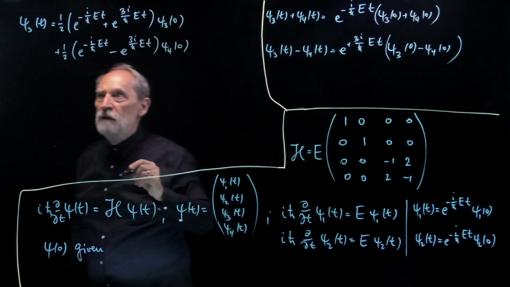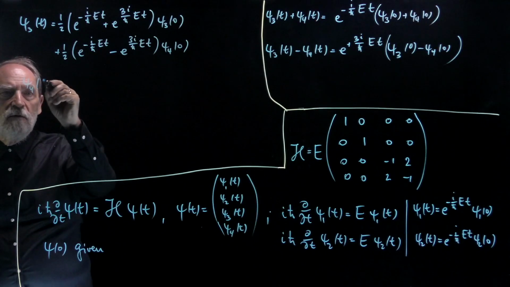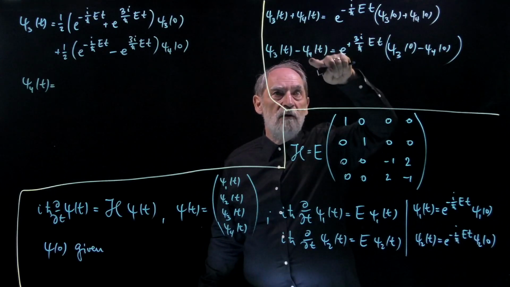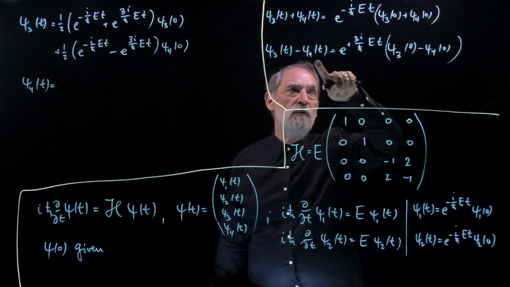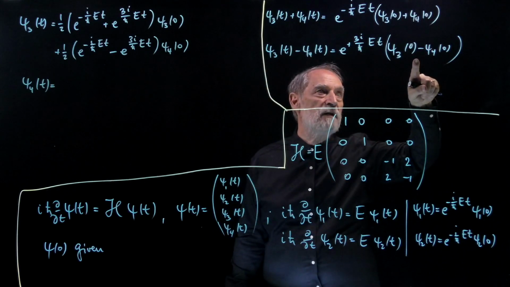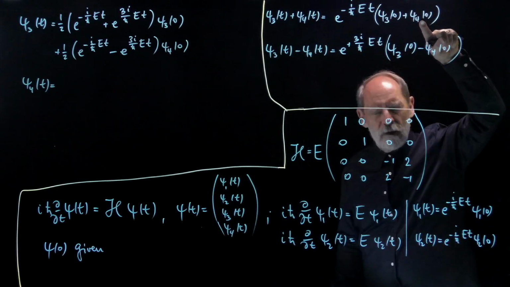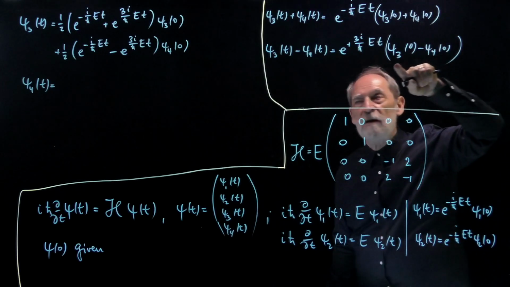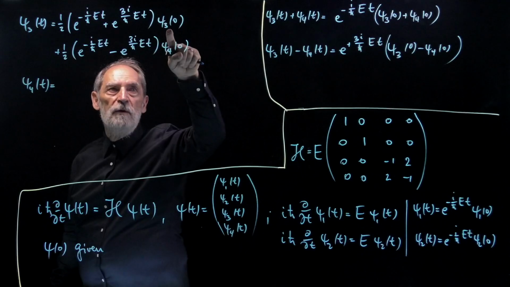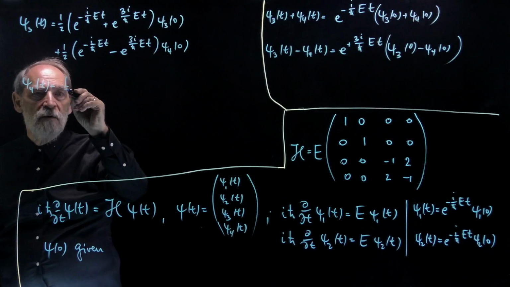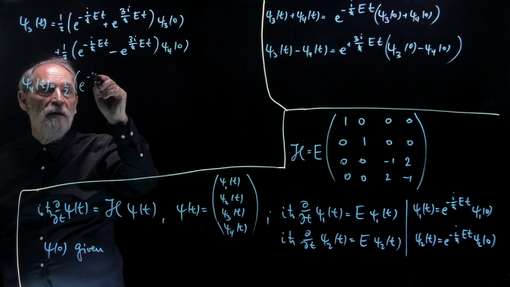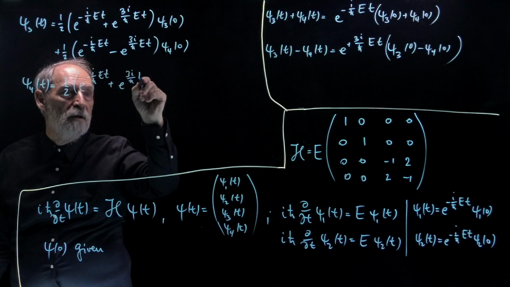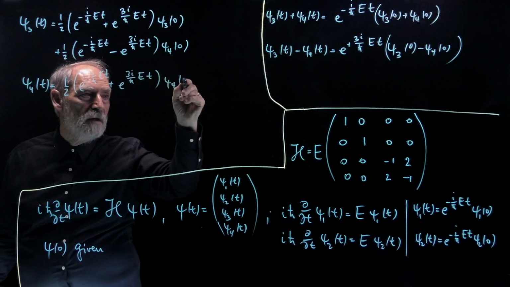And if we want to know what is the psi 4 of t, well, here we have to take the difference of the two left-hand sides and divide by 2. So it will be the difference of the two right-hand sides divided by 2. But now look at this. Psi 4 at 0 comes with a plus sign here, comes with a minus sign here. If we take the difference, we have two plus signs. So we get this kind of term going with the psi 4 of 0. So we have e to the minus i divided by h bar et plus e to the 3i divided by h bar et psi 4 at 0.